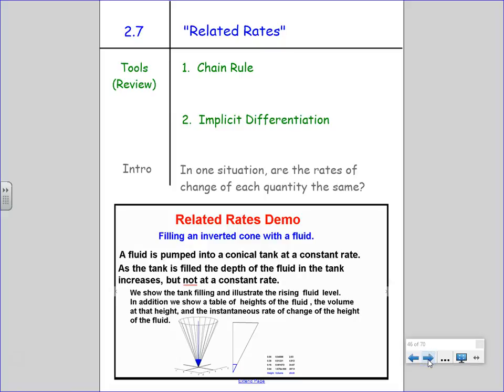Section 2.7. You do not need to write this down. Go ahead and start at the beginning. Related rates start by saying, hey, you're going to have to use a couple tools that you've already learned. One of them being chain rule, and one of them being implicit. To be honest, implicit is chain rule. Because implicit just says the derivative of y is dy/dx.